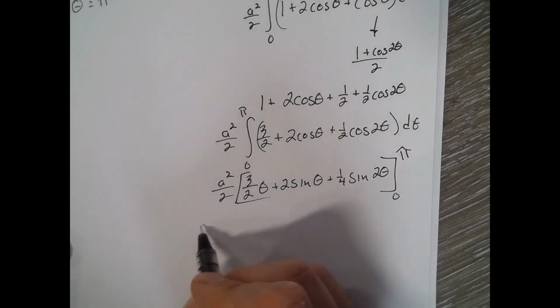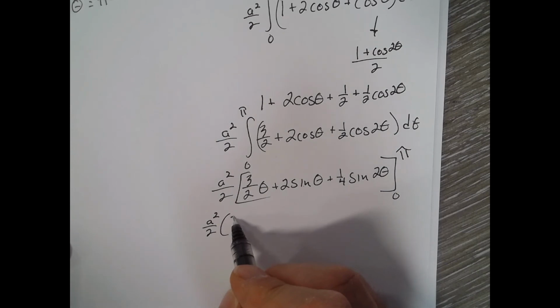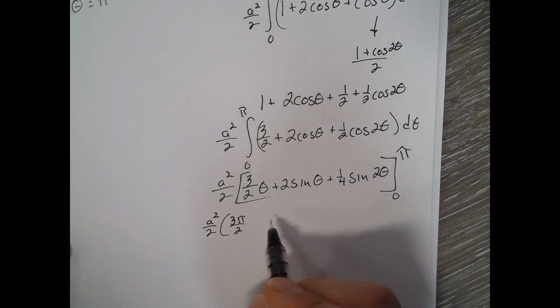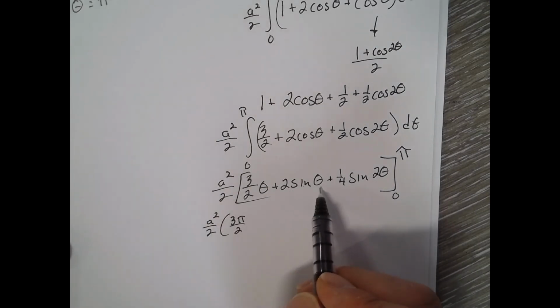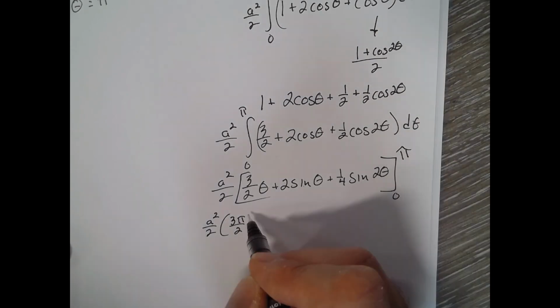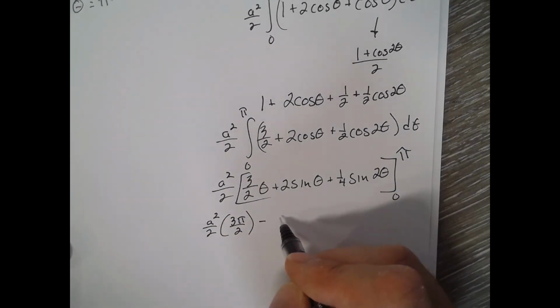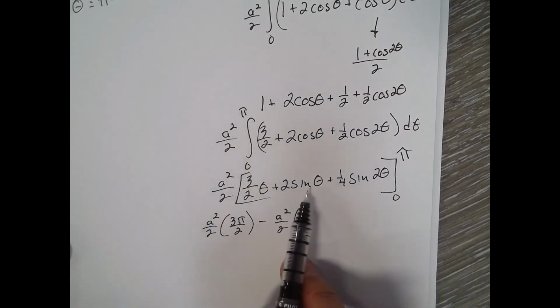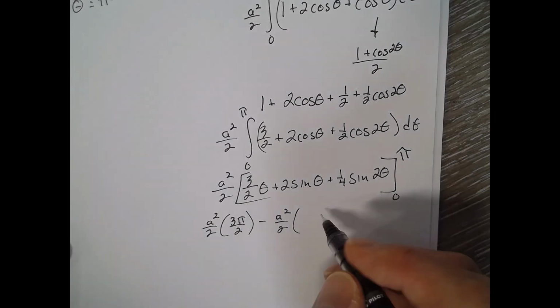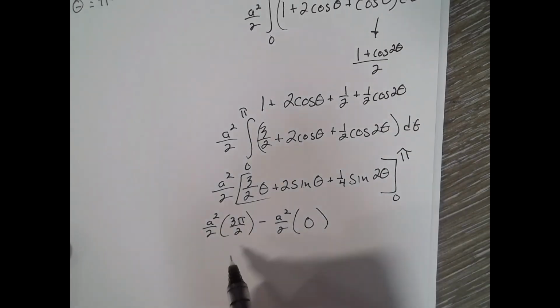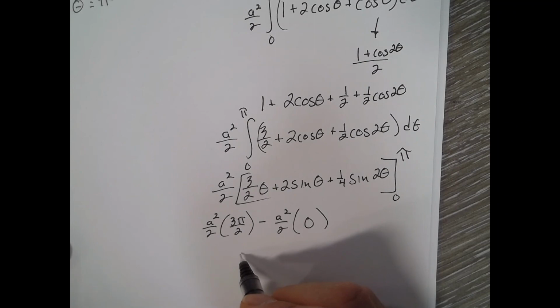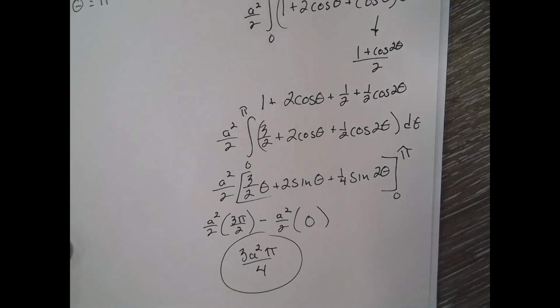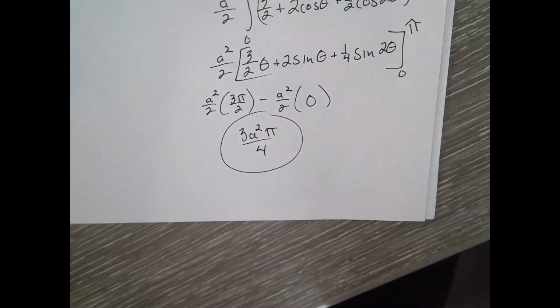So it's a squared over 2 times 3 pi over 2. The sine of pi is 0, so the sine of 2 pi is 0, so that's all I get there, minus a squared over 2 times everything. So plugging in 0, I get 0, 0, 0. So looks like I have 3a squared pi over 4 is what I got for the area. I hope that's right.